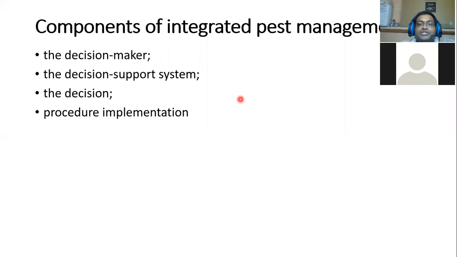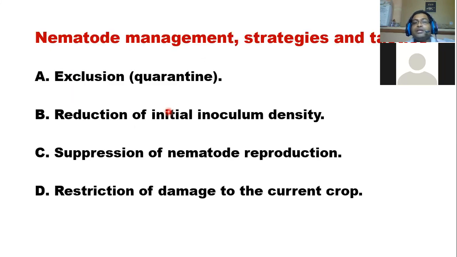Right, so from the monitoring, this is the component you are going to use to decide whether you are going to take management or management is not needed. If management is needed, in which practice may be the best, maybe cultural, or eradication, or maybe chemical management is important, you can decide based on the population.